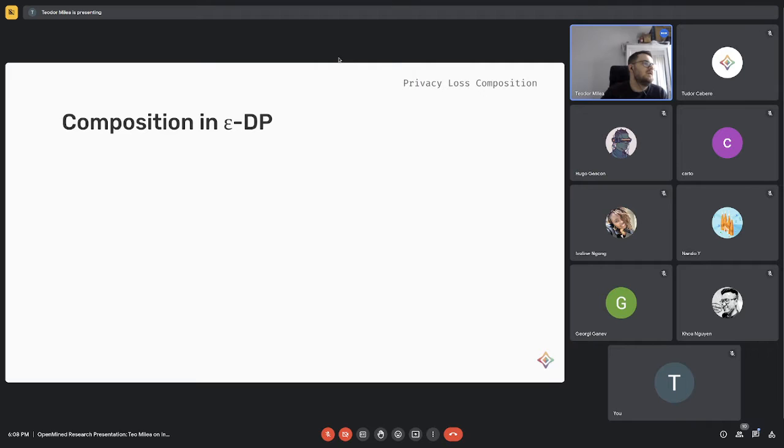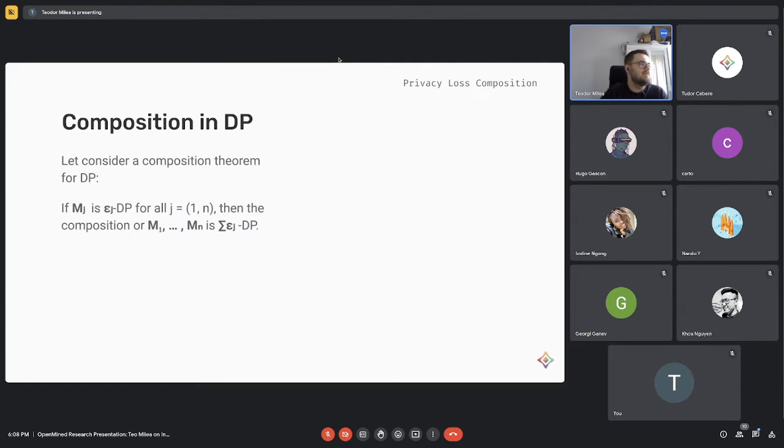However, if we are going to composition in epsilon DP, but it can be, to be honest, this is more of a general. Oh, okay, I forgot to do that.